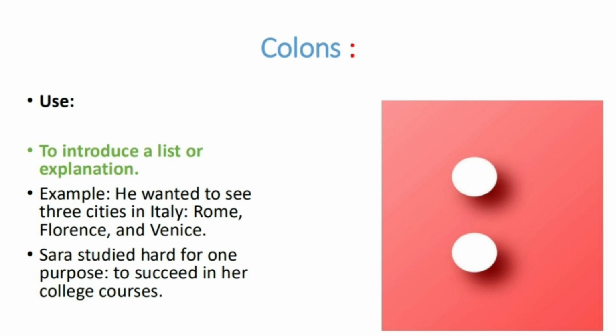Next one is the colon. Colons are used to introduce a list or an explanation. Example, he wanted to see three cities in Italy: Rome, Florence, and Venice. In this sentence, we used a colon before the list of certain places. Next example, Sarah studied hard for one purpose: to succeed in her college courses. In the second example, we used a colon before an explanation. Sarah studied hard for one purpose, colon. After that, we gave the explanation: to succeed in her college courses.